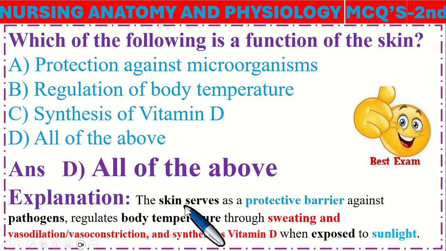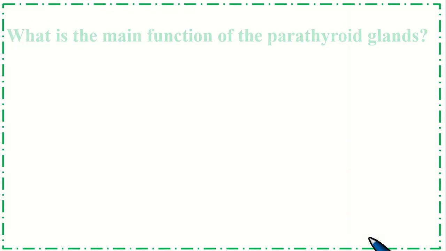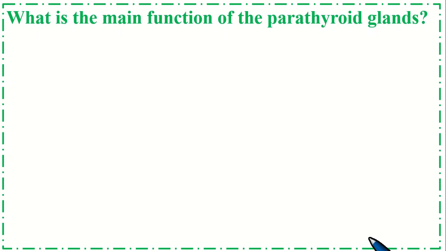Explanation is the skin serves as a protective barrier against pathogens, regulates body temperature through sweating and vasodilation or vasoconstriction, and synthesizes vitamin D when exposed to the sunlight. So this is very important MCQs.